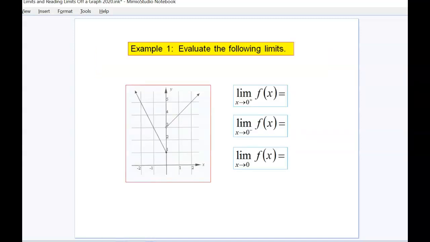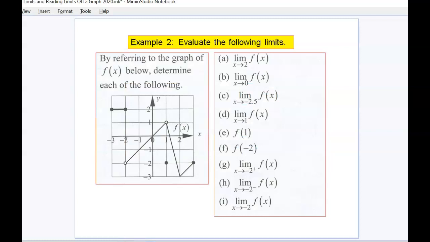All right, so here, the limit as I approach 0 from the right-hand side is 3, from the left-hand side is 1. So again, this does not exist. All right, I want you to pause the video and give this slide a try, and we'll go look at the answers here quickly.